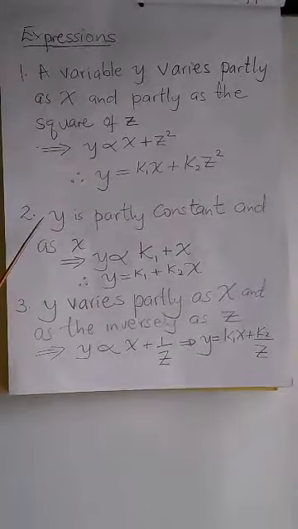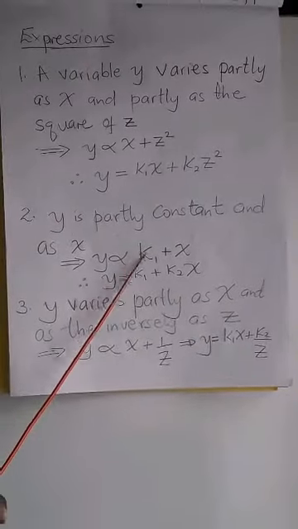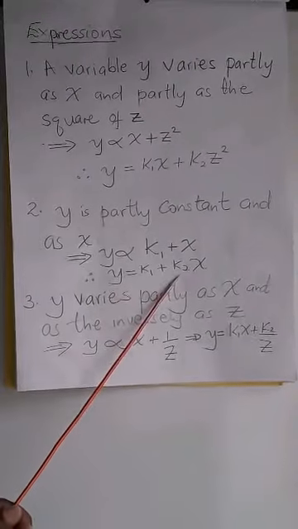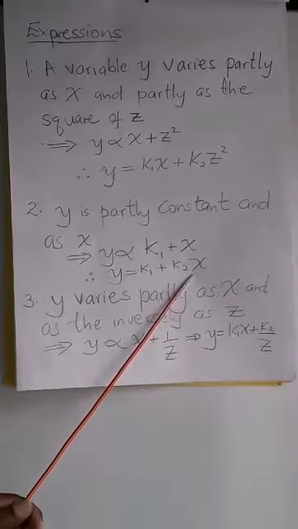Look at this one. Y is partly constant. So one part of y is a constant and the other part varies as x. So y varies as a constant and as x. So we are going to write it as y equals, there is no introduction of a constant because it's already a constant, but we introduce a constant in this next variable.